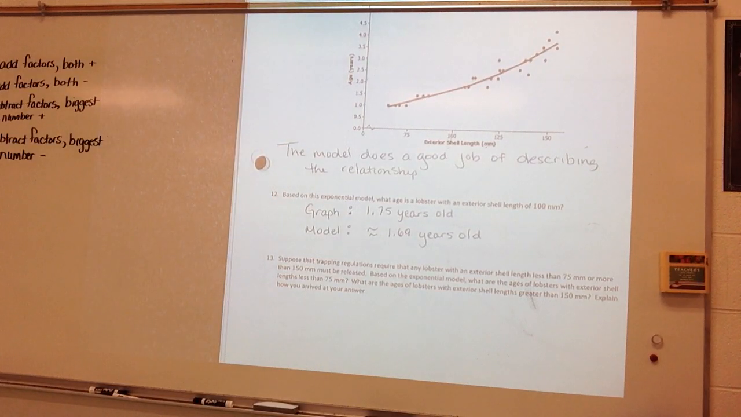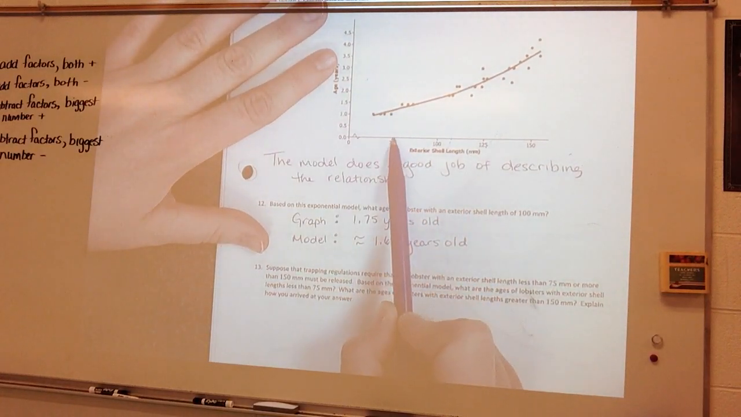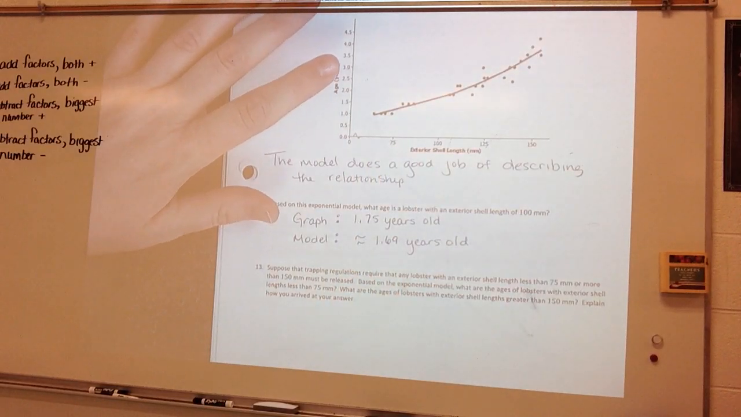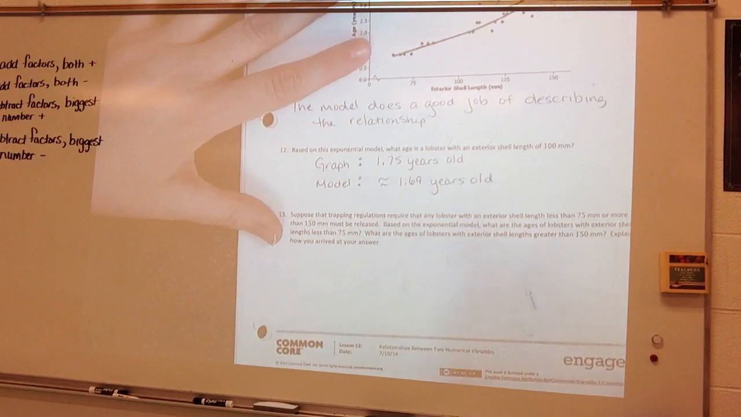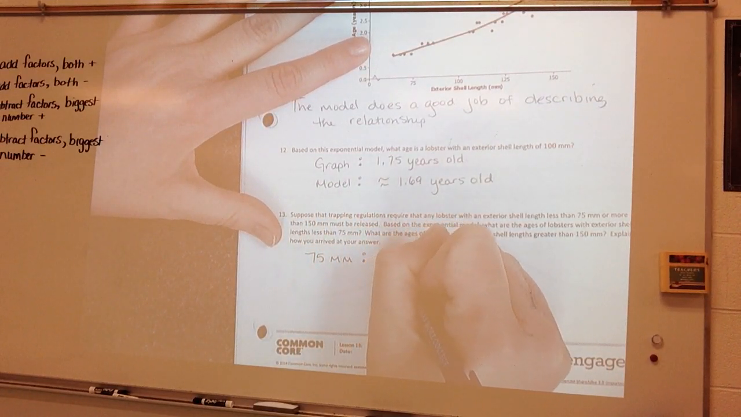Suppose the trapping regulations require that any lobster with an exterior shell less than 75 millimeters or more than 150 millimeters must be released. Based on the exponential model, what are the ages of lobsters with exterior shell lengths less than 75 millimeters? All right, so let's look at what are the ages less than 75 millimeters. So that would be anything less than a year old. So for 75 millimeters, anything less than a year old.